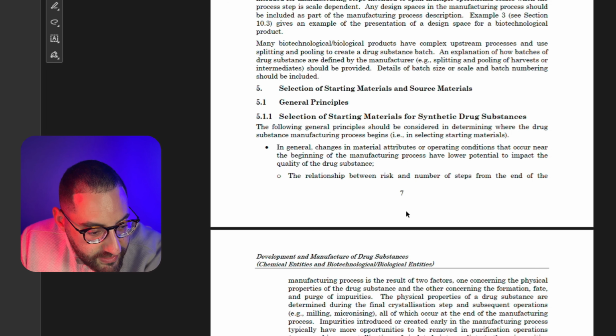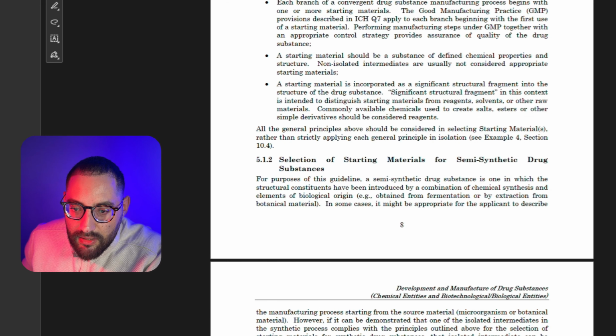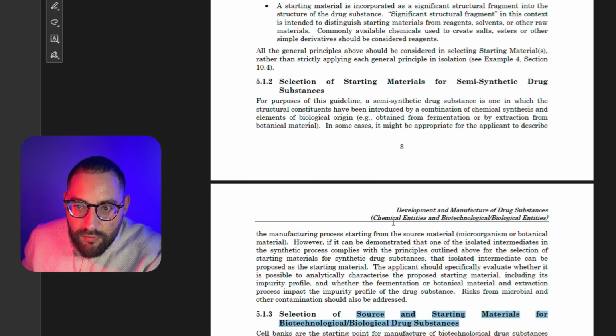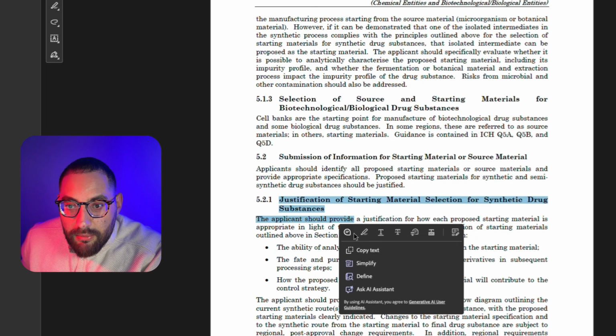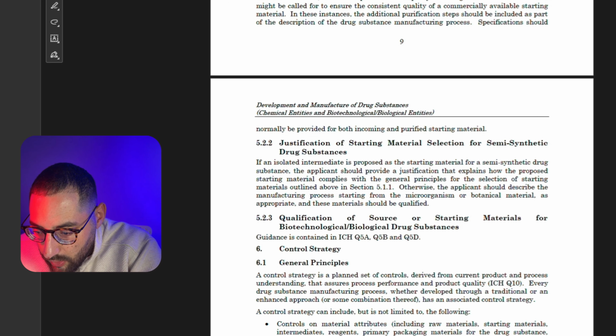So the selection of these starting materials ends up being very important. And it has considerations for if you're selecting materials for a synthetic drug substance, if it's semi-synthetic, if it's biologics, etc., because these have different processes. You need to be able to justify the starting materials. Section 3 was about how the process is developed. Section 5 is where does your process begin?